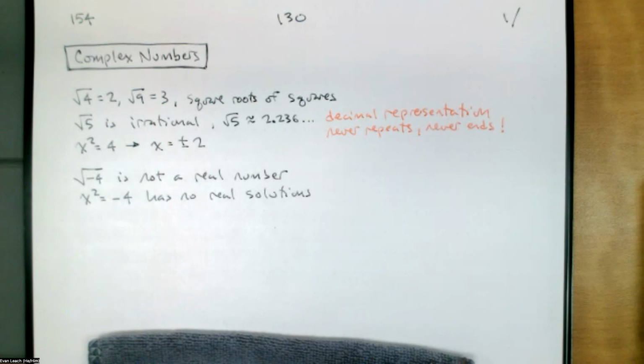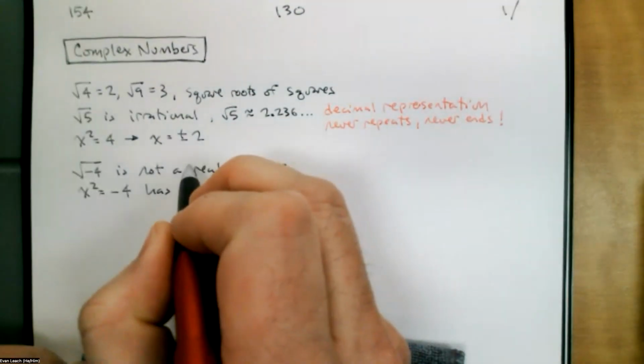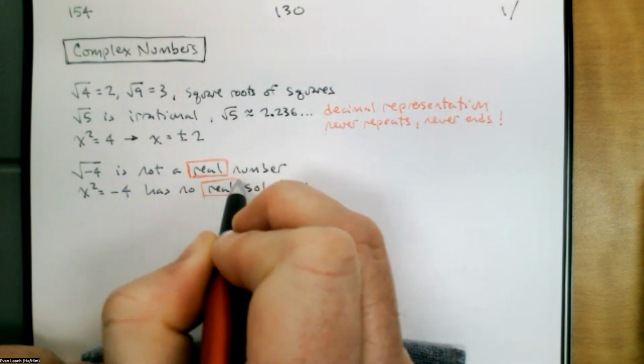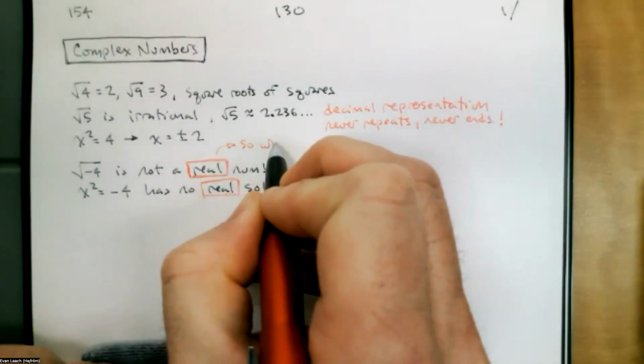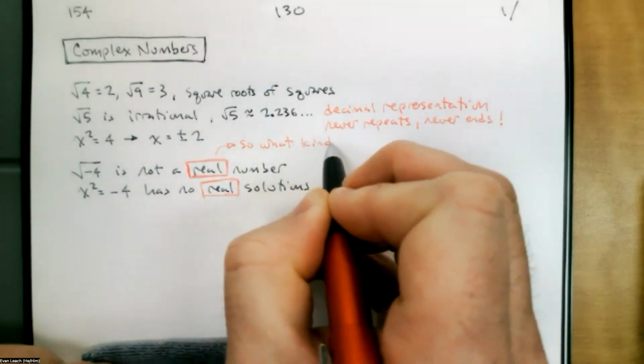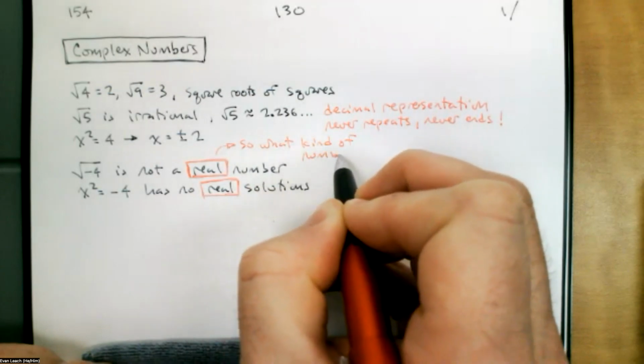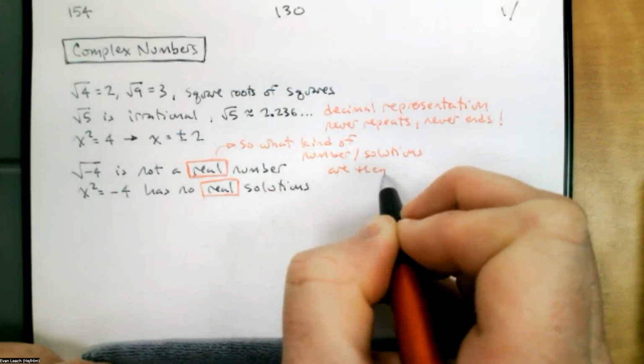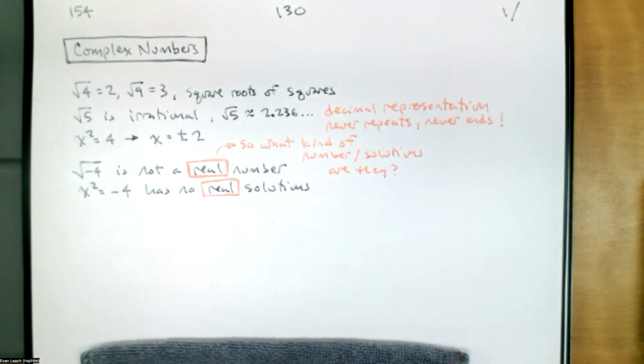We just said it wasn't a real number, which raises the question, if it's not a real number, what kind of number is it? And this is the important part. It's not a real number. There are no real solutions. So if these aren't real numbers, if we don't have real solutions, what kind of numbers or solutions are they? So this is typically what happens in math.